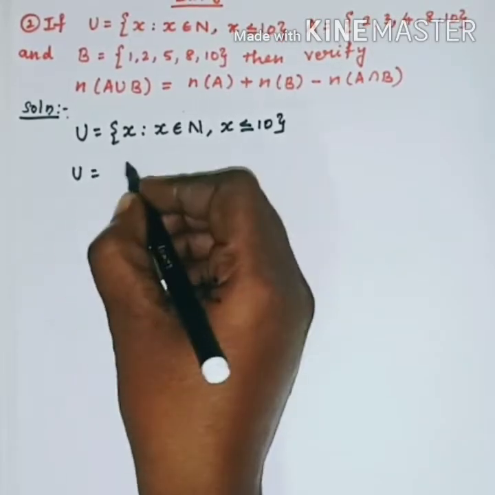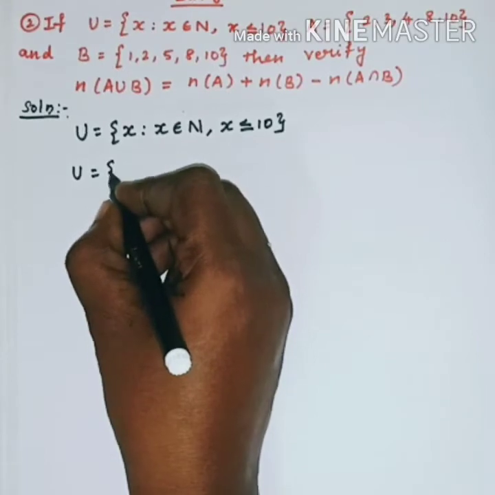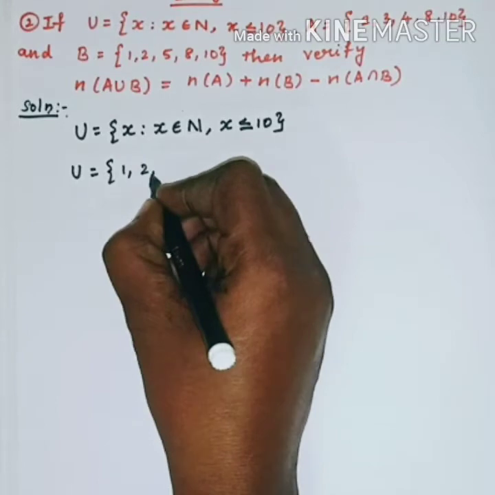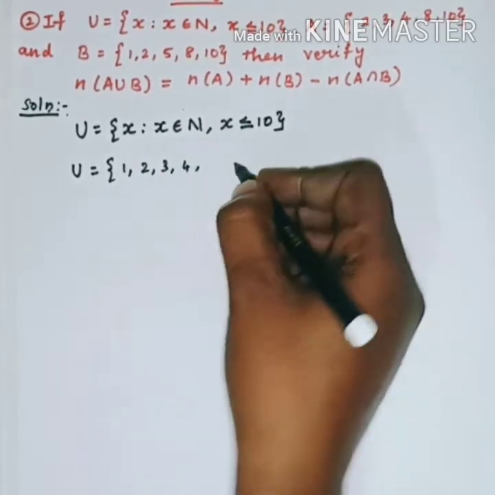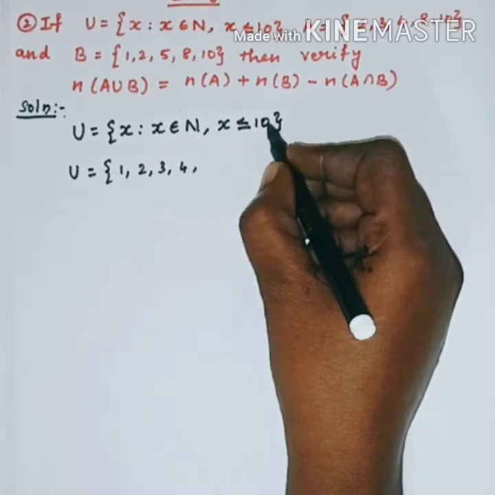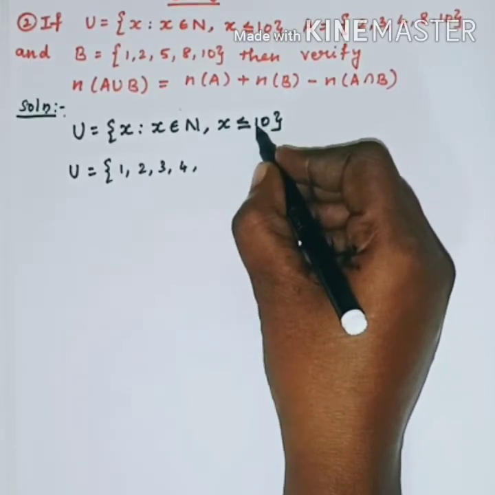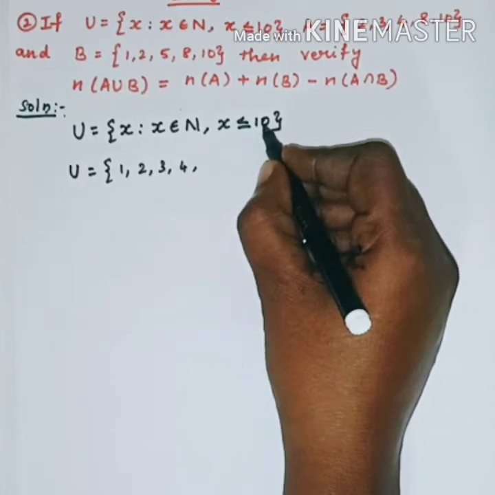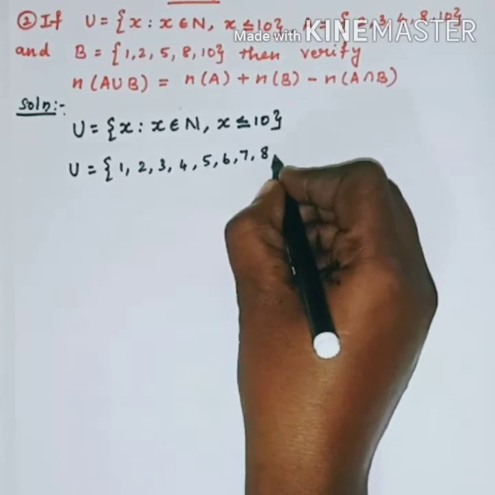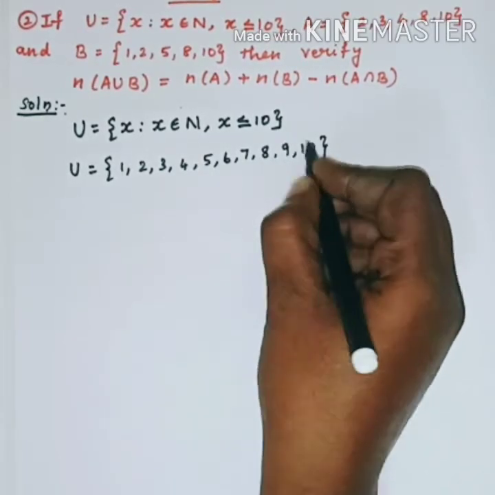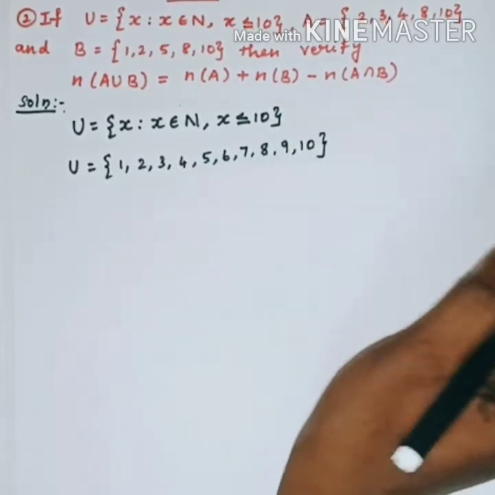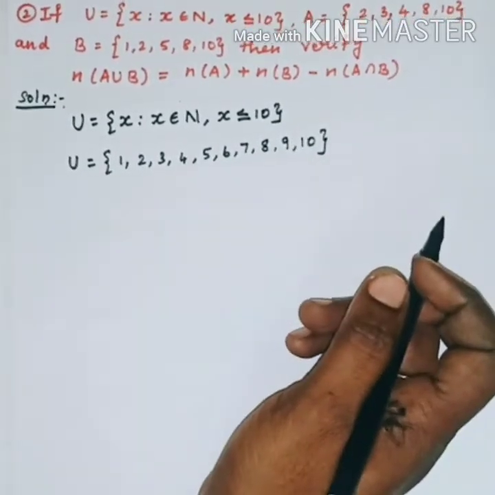So U is equal to, here x belongs to natural number. Natural numbers start from 1, 2, 3, 4, etc. And for the last number, the condition is given as less than or equal to 10. So we have to write up to 10: 5, 6, 7, 8, 9, 10. Up to 10 we have to write because the condition is given x is less than or equal to 10. So we wrote the universal set here.